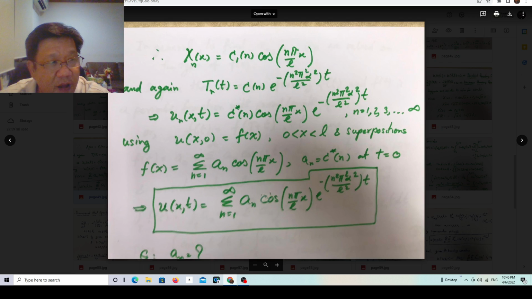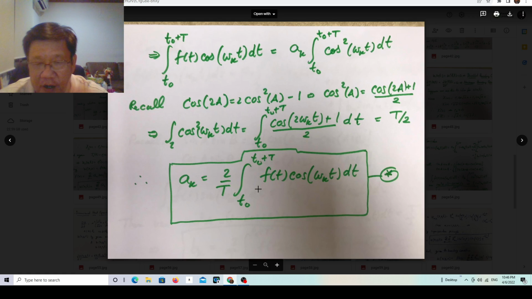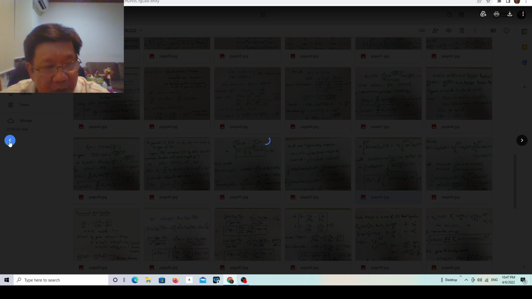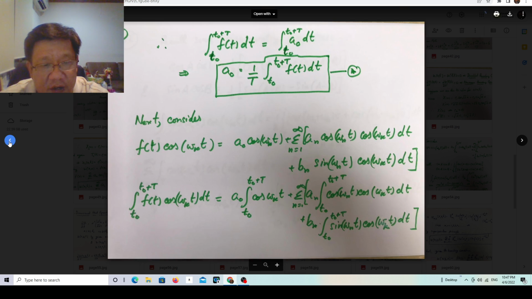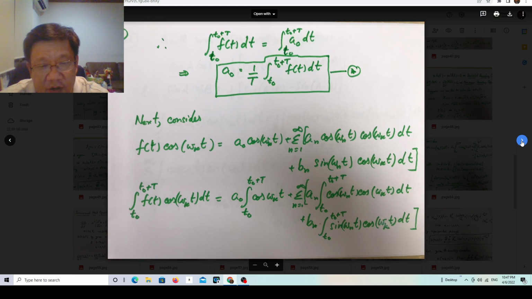Both of these coefficients in the series can be estimated under the condition that the function in the initial condition at time 0, the function of x, or in this case we replace x by t, has some property of what we call a periodic function.